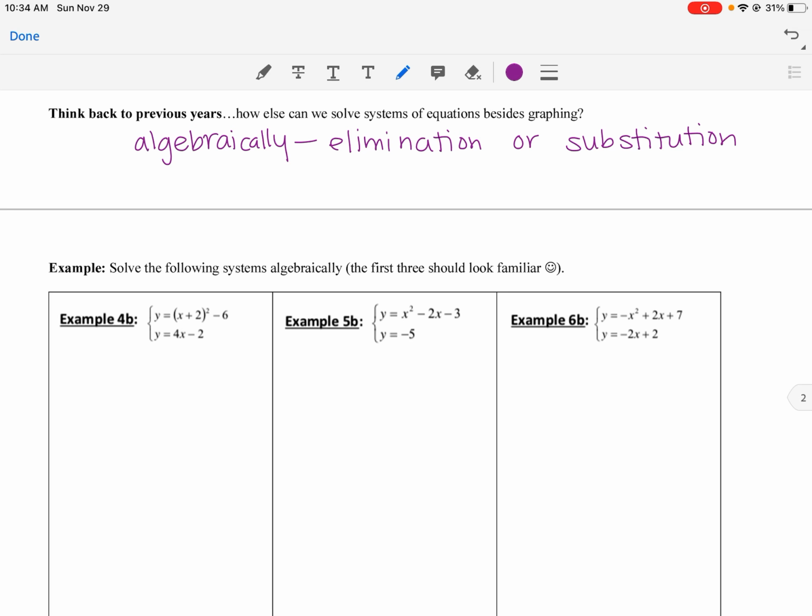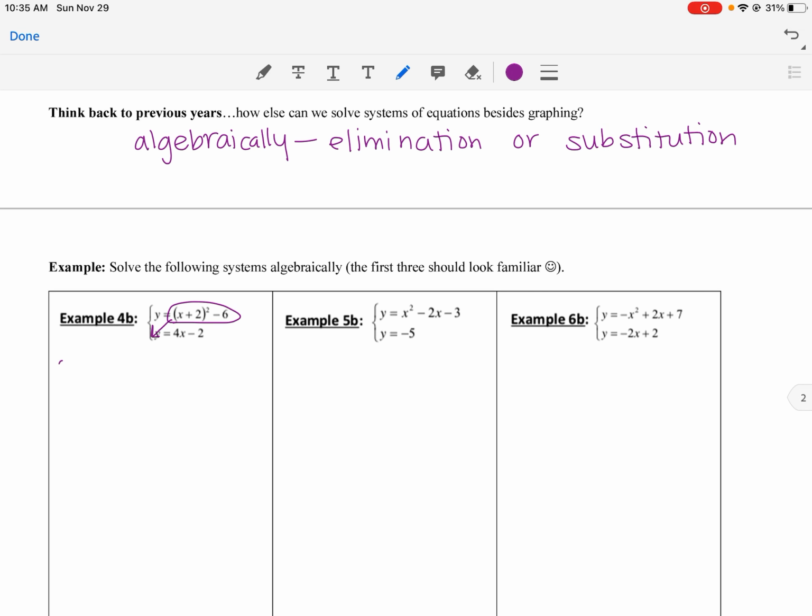If I want to think about elimination, I'm going to take away one of the variables, either the x's or the y's. In this case, you could think about getting rid of the y's. The idea behind substitution is that you replace one of the variables, either x or y, with what it's equal to. I'm going to go with substitution here. So we have y equals this. In my other equation I have a y, so I can plug this in for what y equals. So I have x plus 2 squared minus 6 equals 4x minus 2.